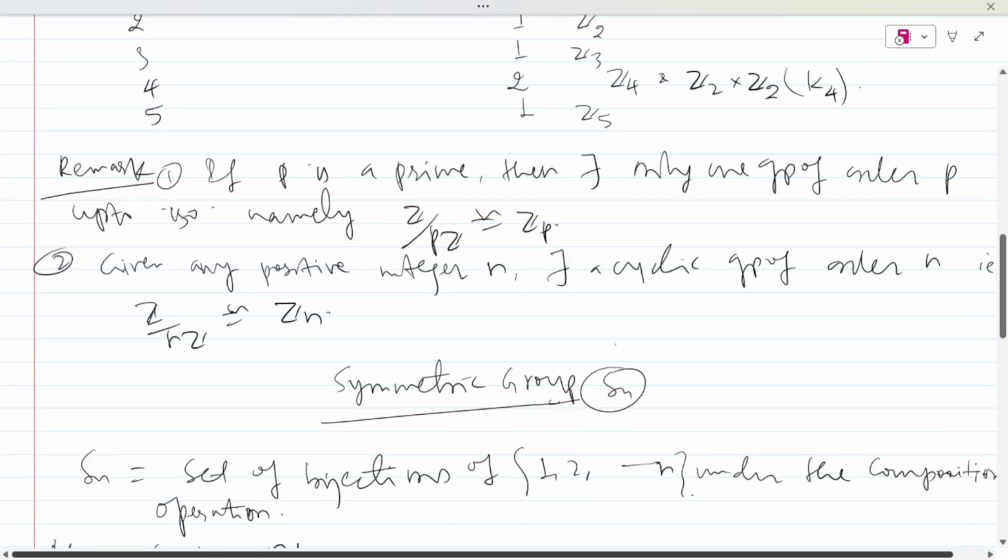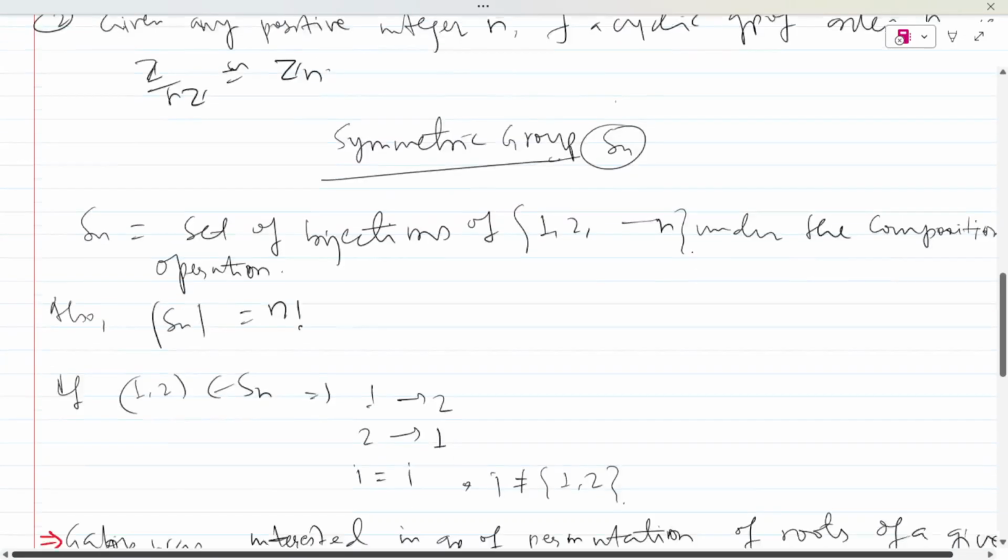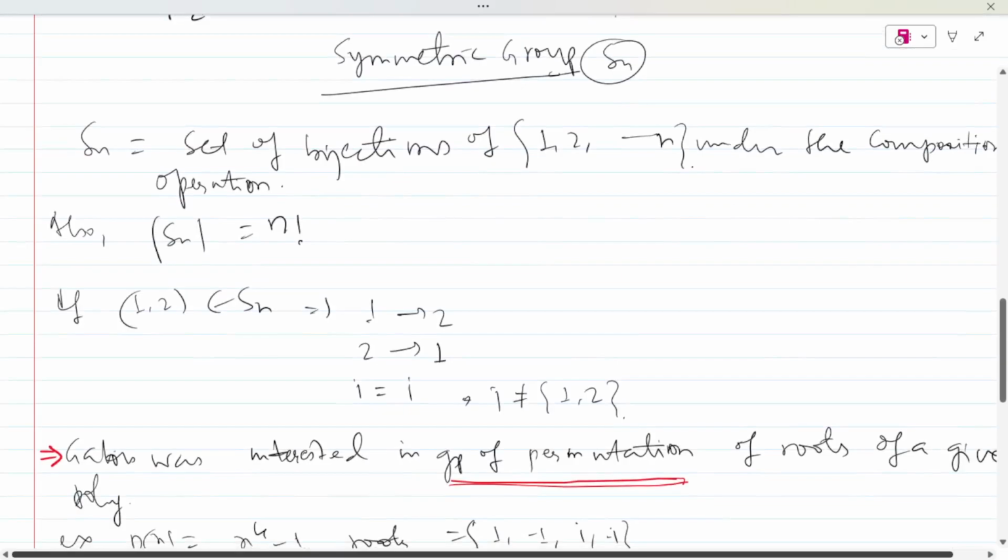Now there is a remark: if p is a prime, then there is only one group of order p up to isomorphism, namely Z upon pZ, and that is isomorphic to Zp. Also, given any positive integer n, there is a cyclic group of order n, that is Z upon nZ, isomorphic to Zn. After that, I am talking about the symmetric group, and that is Sn.